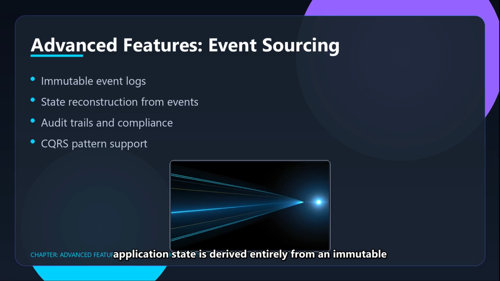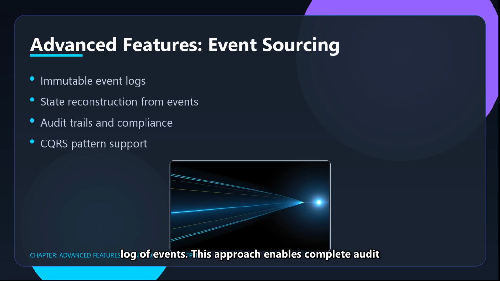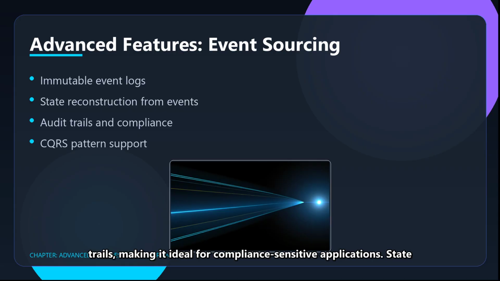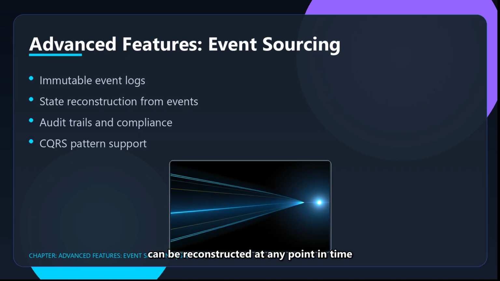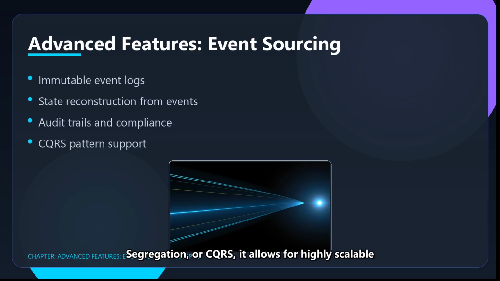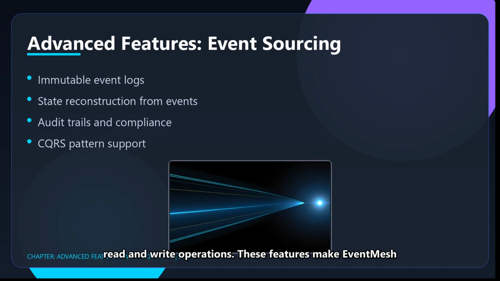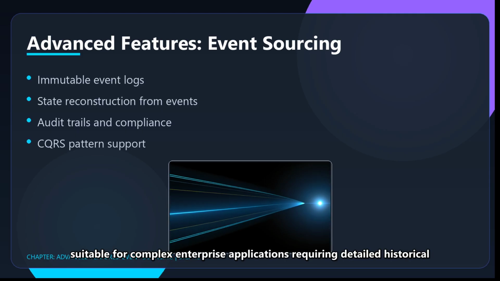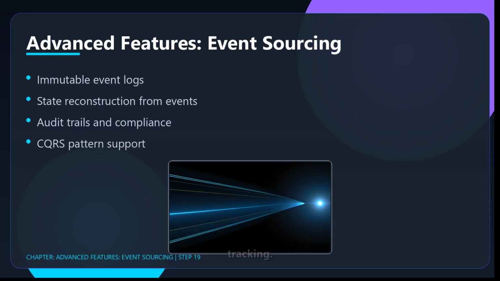EventMesh supports advanced patterns like event sourcing, where application state is derived entirely from an immutable log of events. This approach enables complete audit trails, making it ideal for compliance-sensitive applications. State can be reconstructed at any point in time by replaying events. Combined with Command Query Responsibility Segregation, or CQRS, it allows for highly scalable read and write operations. These features make EventMesh suitable for complex enterprise applications requiring detailed historical tracking.